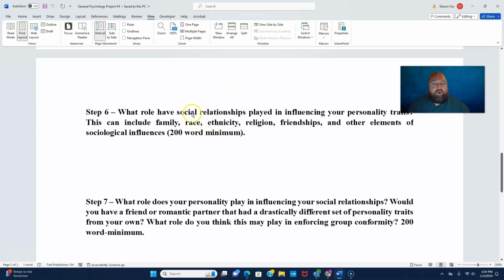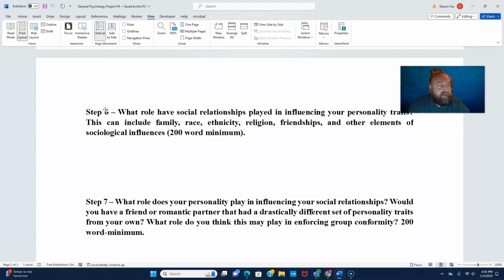Step 6, what role have social relationships played in influencing your personality traits? This can include family, race, ethnicity, religion, friendships, and other elements of sociological influences. So we talked about personality, now we're talking about social psychology. Talk about how these relationships have influenced you. And it is tons of them, right? It's not just one. Your personality was shaped by your family. Whether it was good, bad, ugly, it was shaped by your family. Not entirely, but it was shaped by your family.